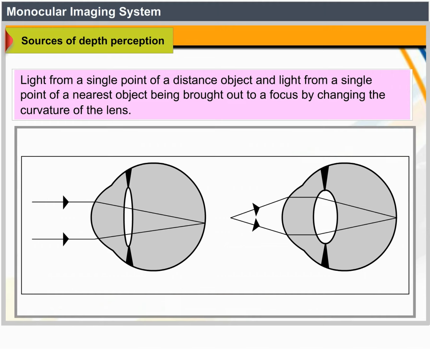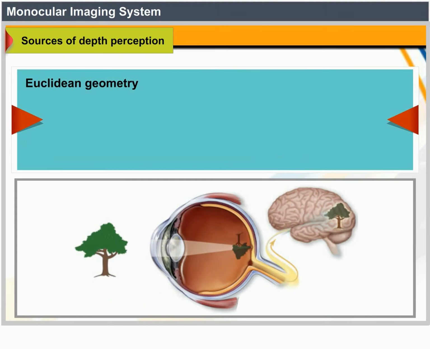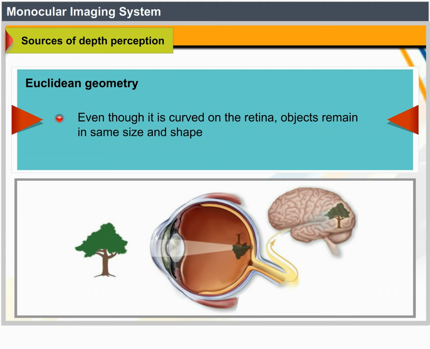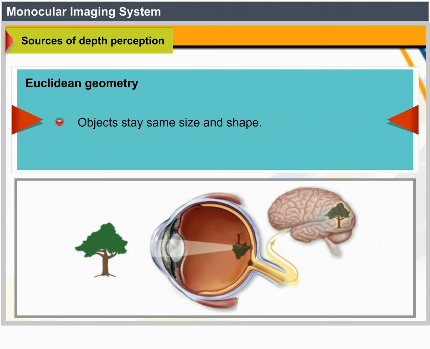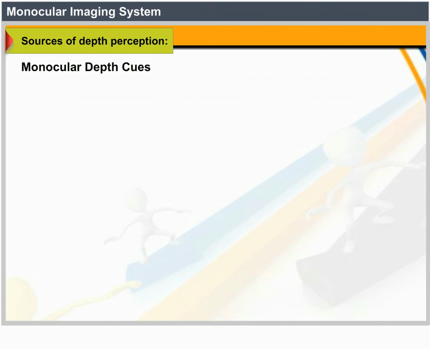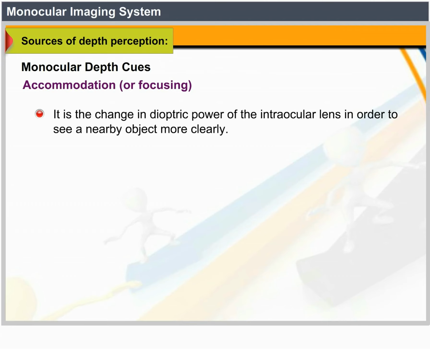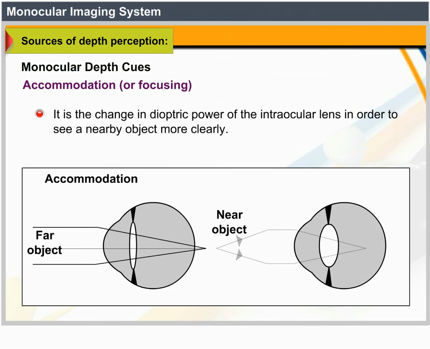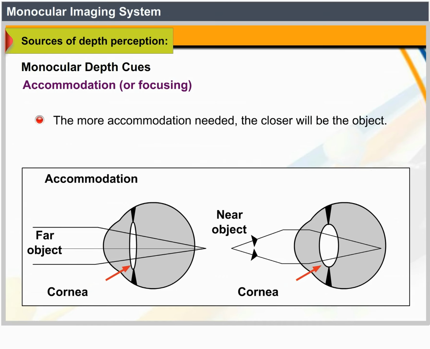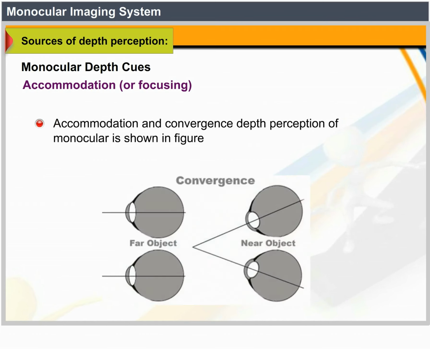Euclidean geometry. Parallel lines remain parallel when extended in space. Even though curved on the retina, objects stay the same size and shape. Monocular depth cues. Accommodation or focusing is a change in dioptric power of the intraocular lens in order to see a near object more clearly. The more accommodation needed, the closer the object. Accommodation and convergence in monocular depth perception are shown in the figure.